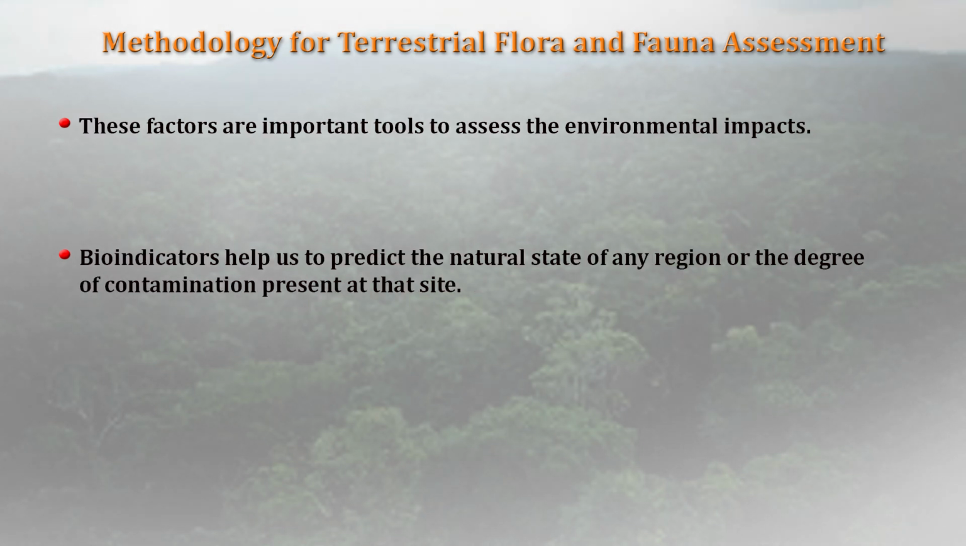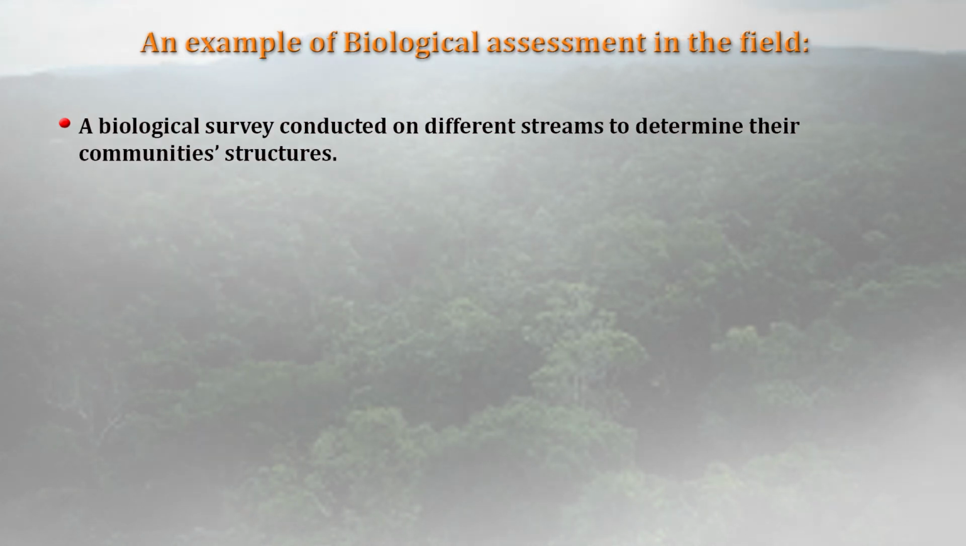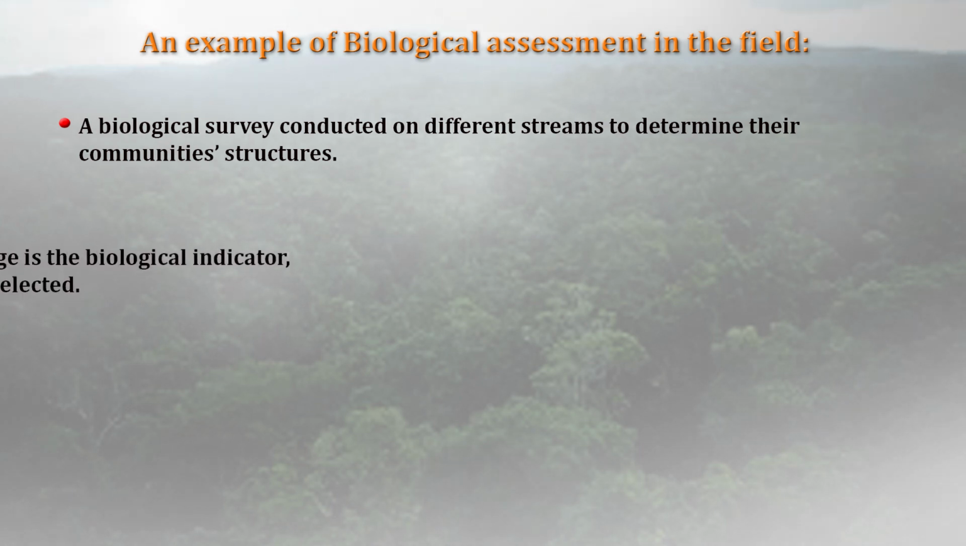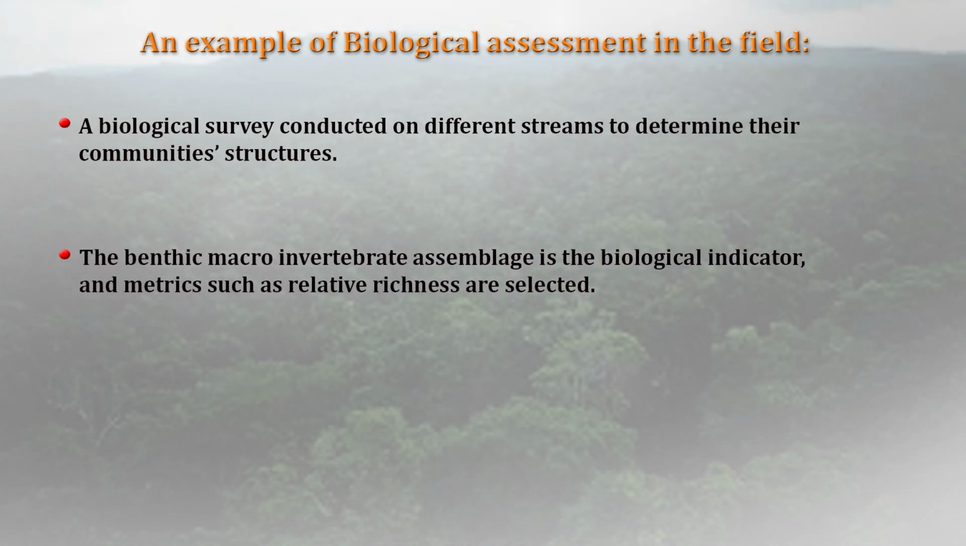These are important tools to assess the environmental impact, and bioindicators help us to predict the natural state of any region or the degree of contamination present in that area. An example of biological assessment in the field. A biological survey is conducted on different streams, for example, to determine the stream's structure. The benthic macroinvertebrate assemblage is a biological indicator.